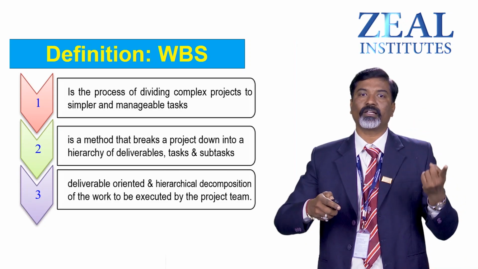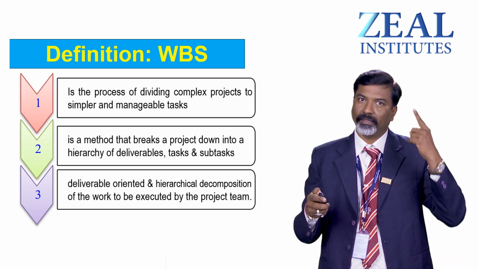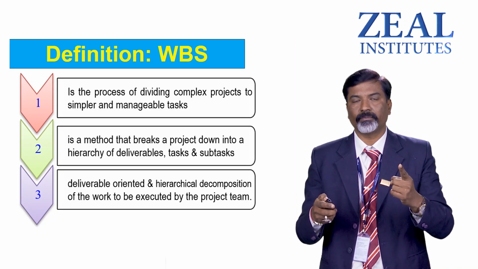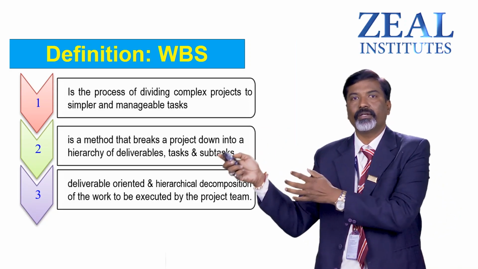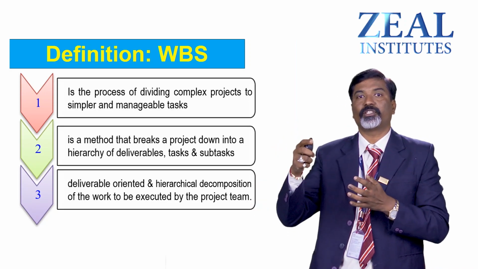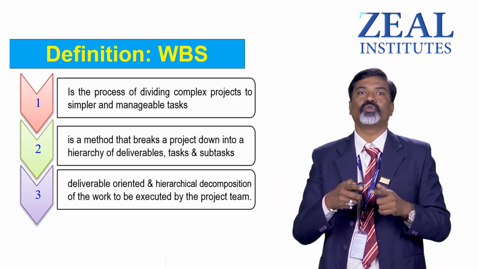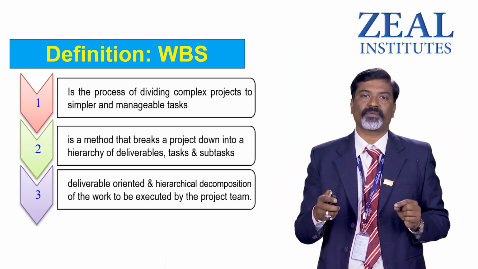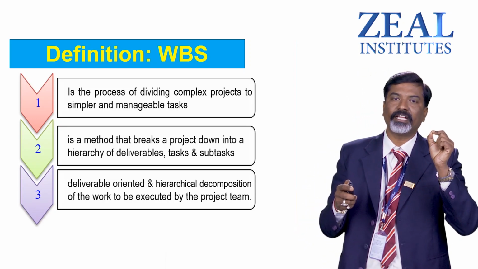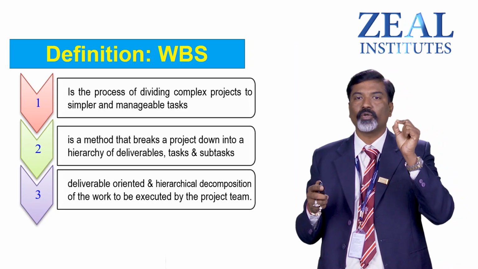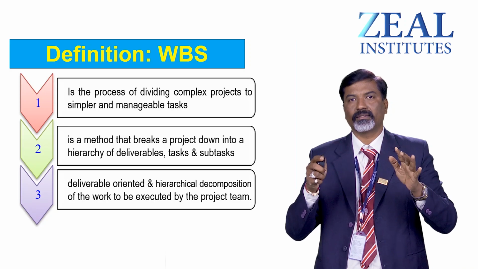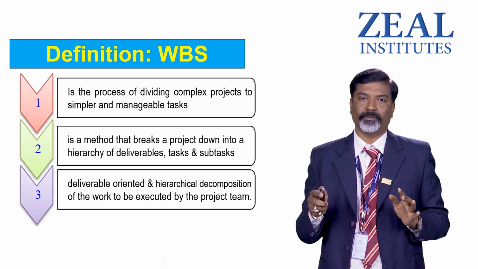This work breakdown structure is deliverable oriented. Deliverable oriented is nothing but what contents we are delivering to the end users. On the basis of the sequence, the scope, and the phases, we divide the activities of the project into a number of sections. So it is deliverable oriented and a hierarchical decomposition of the work to be executed by the project team. So this work breakdown structure is done by a project team.